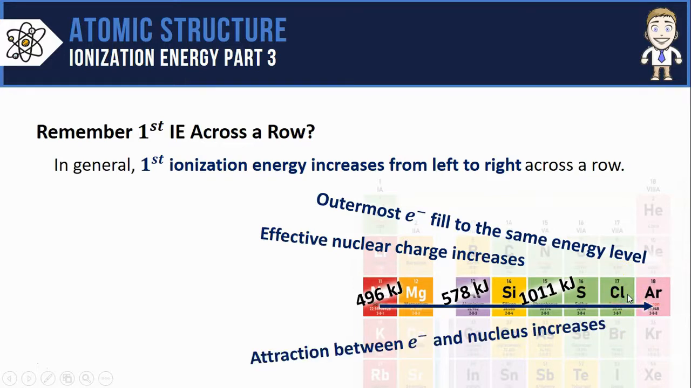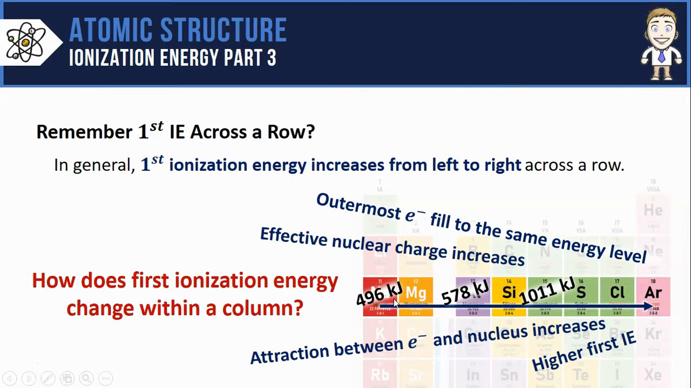This causes a greater attraction between those outermost electrons and the nucleus, making the electrons harder to remove, so we observe higher first ionization energies like phosphorus's 1000 compared to sodium's 500 kilojoules. In this video, we'll take a look at how this first ionization energy changes within a column.